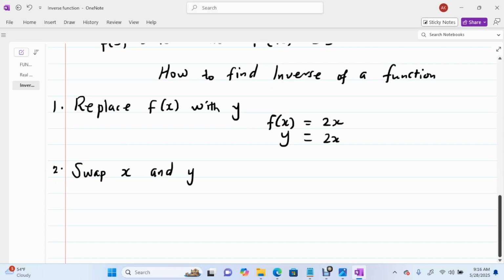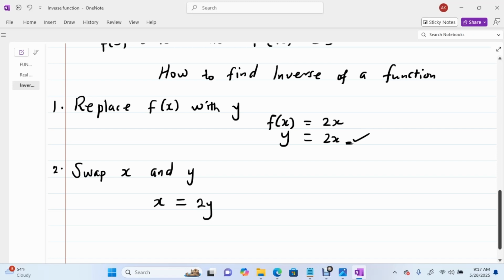We do that because the inverse swaps the inputs and the outputs. That's all we mean. So for example, if we are using the same thing, then if we are to swap x and y, it's going to be x is equal to 2y. If we use this example here, then interchanging becomes x is equal to 2y.